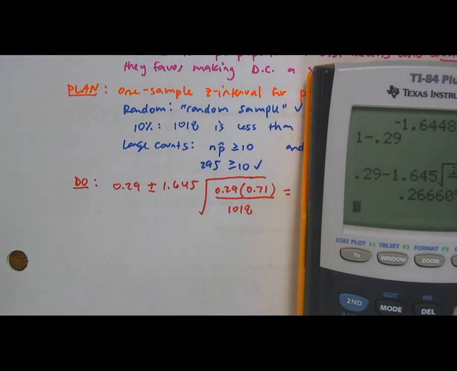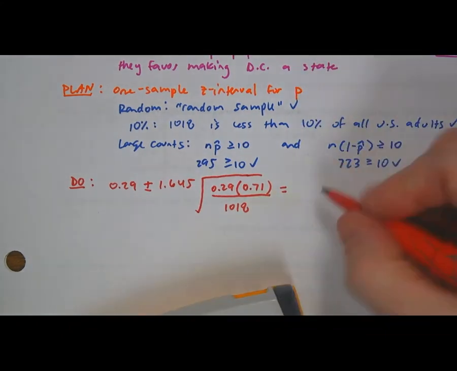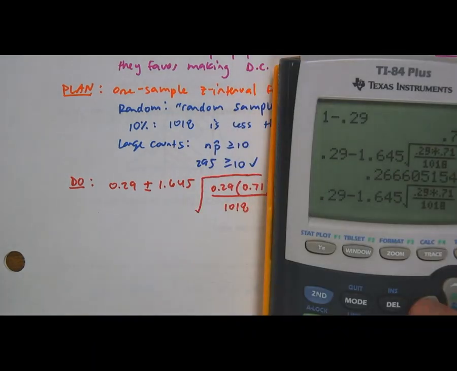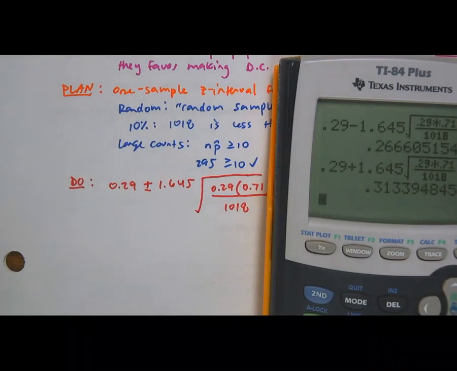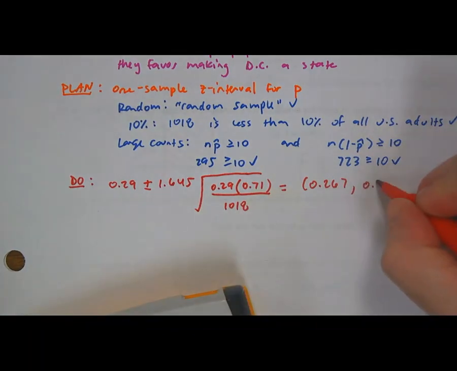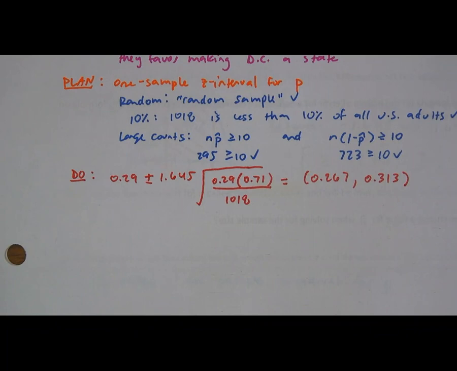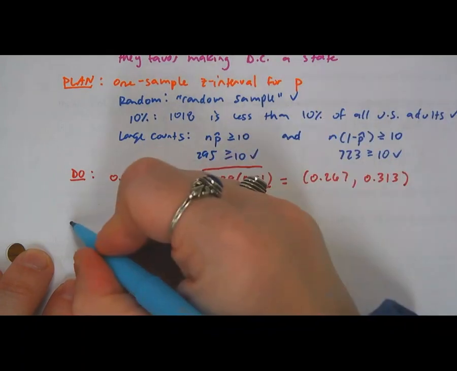And I get 0.267. And then we'll go back and left arrow, change that out for a plus, all the way up to 0.313. That's the do component. It's actually crunching the numbers. And lastly, we're just going to interpret that with our sentence frame for the conclude piece.